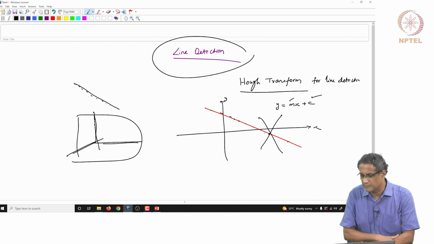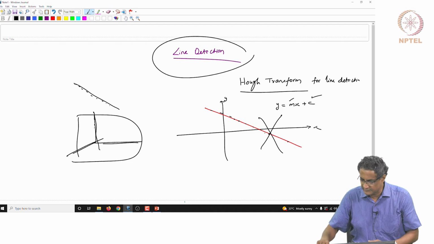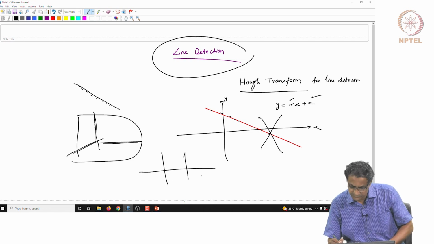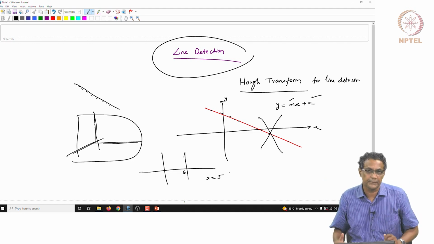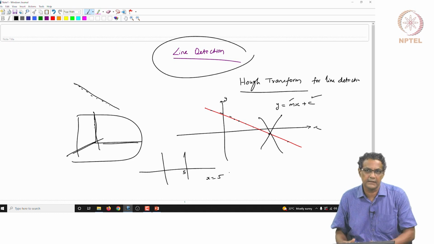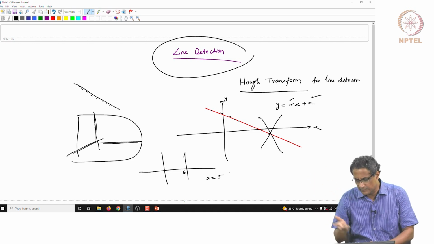The problem is mainly in terms of a line. For example, if you have an equation like x equal to a constant, say x equal to 5, that would be the equation of this line. A line like this has infinite slope. So this m can typically be unbounded, if I start making this line more and more vertical, because you will have lines like that also.